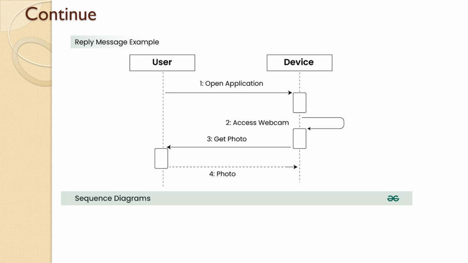The second example is ATM transactions. When we go to the ATM, there are three participants: the user, the ATM, and the bank service. First, the user inserts the card and enters the PIN, and the ATM sends the card details and PIN to the bank server for validation. Then the bank server verifies the PIN and responds to the ATM. The ATM prompts the user to enter the amount to withdraw, and the user enters the amount.